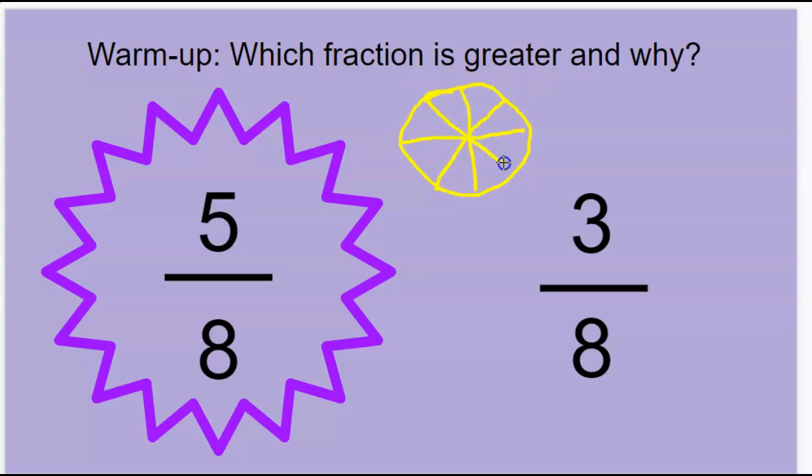This is how I cut my pizza up at home all the time. 1, 2, 3, 4, 5, 6, 7, 8. Okay? So if we cut it up into eighths, we can see that if I were to shade 1, 2, 3, 4, 5 slices, more would be shaded than if I were to only have 1, 2, 3 slices. So 5/8 is greater than 3/8.